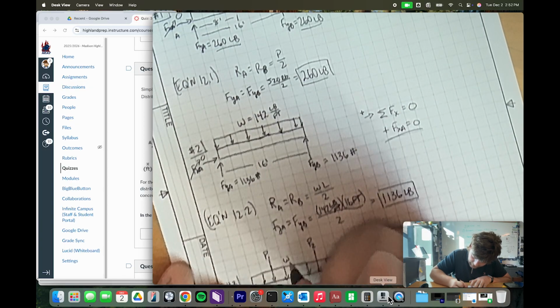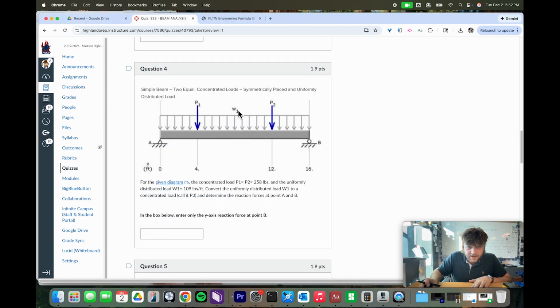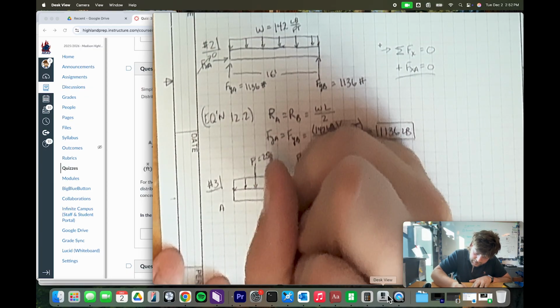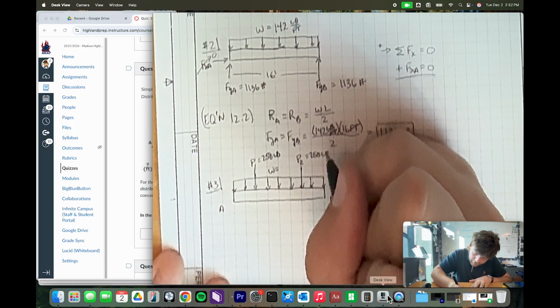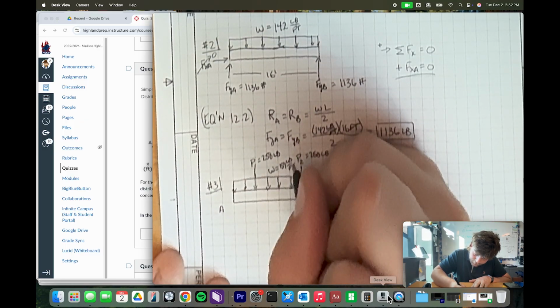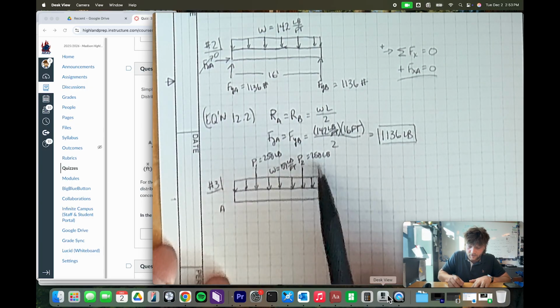So it's a combination of these. So we got W there. Now let's go ahead and put in W, P1 and P2. W is 159 pounds per foot, and P1 and P2 are each 258 pounds. So that's 159 pounds per foot, 258 here, and also 258.